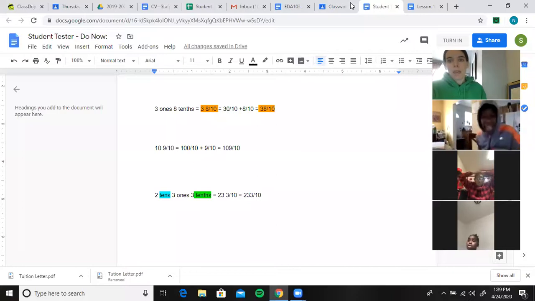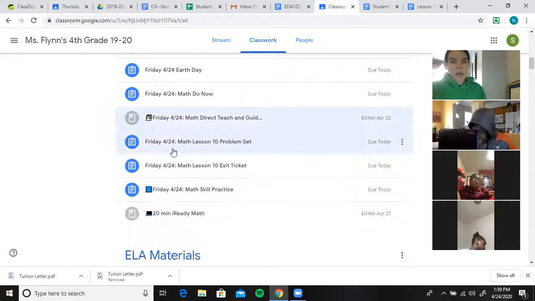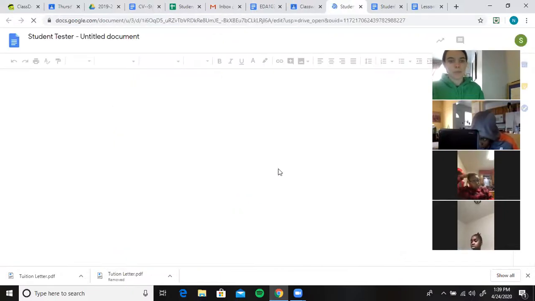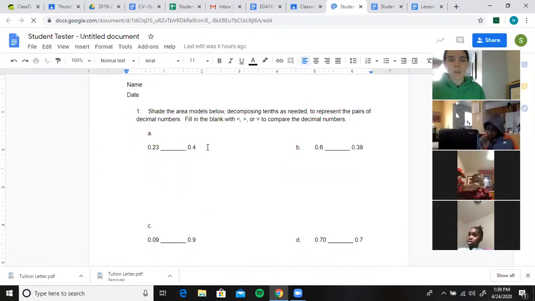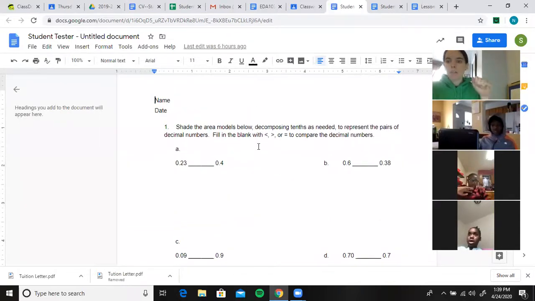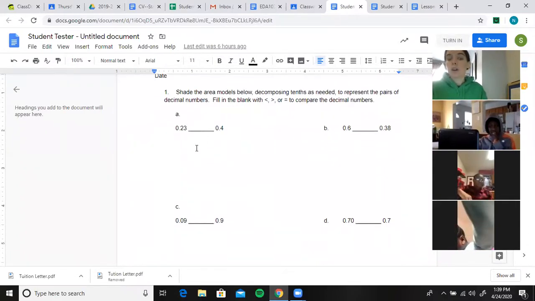We are going to be doing the same thing in our problem set today. So I'm going to share my screen so you can see what our problem set looks like today. It is going to be in your Google Classroom. It is going to be lesson 10 problem set. Now it's talking about area models, and it's okay if you don't draw the area model. You can do your place value. We didn't do area models because we would use a piece of graph paper, and obviously we are not together to do that. So I want you to use your place value chart as well as your number line to work on these.